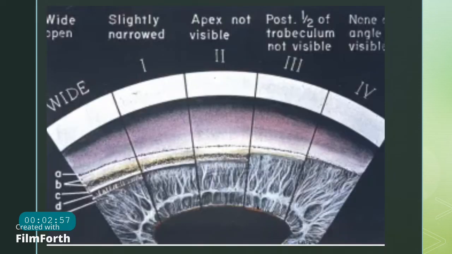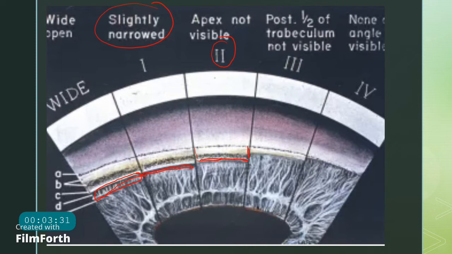Okay, so this is how it is represented diagrammatically. So we have wide open angle, which is represented by grade 0. So you can see in the wide open angle, the entire thing, even the ciliary body band, is completely seen. In slightly narrowed angle, that is grade 1, the ciliary body band is seen, but it is slightly narrower compared to the wide open angle, that is grade 0. Then you come to grade 2. In grade 2, you will see the scleral spur, and because you can see the scleral spur, even the other structures which are anterior to it will be seen.